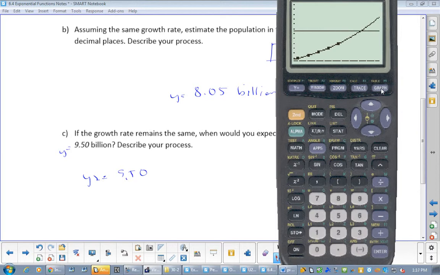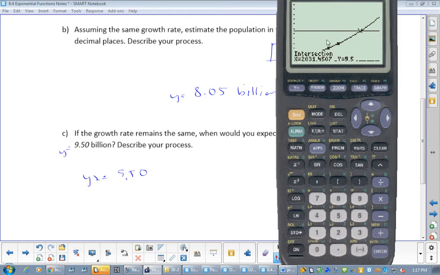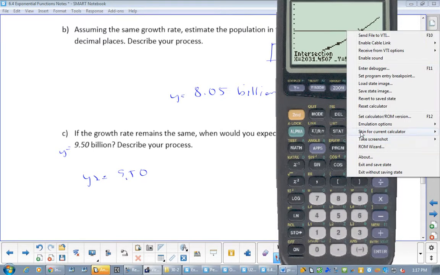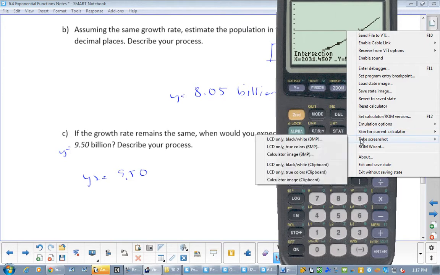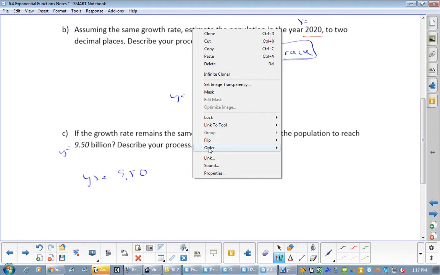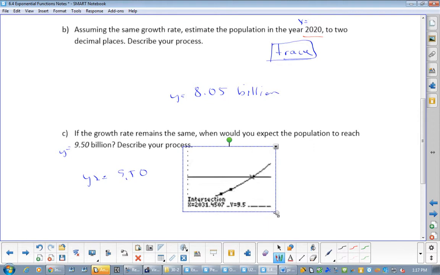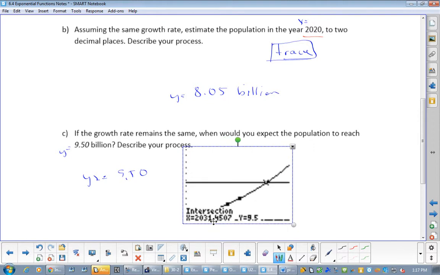I have no idea where they got this. Okay, so this is your answer, correct? Second, trace, 5, enter, enter, enter. What does this number mean? 2031. That is the year, yeah. No? No. Yes, 2031 all day long. Because that's a 4.